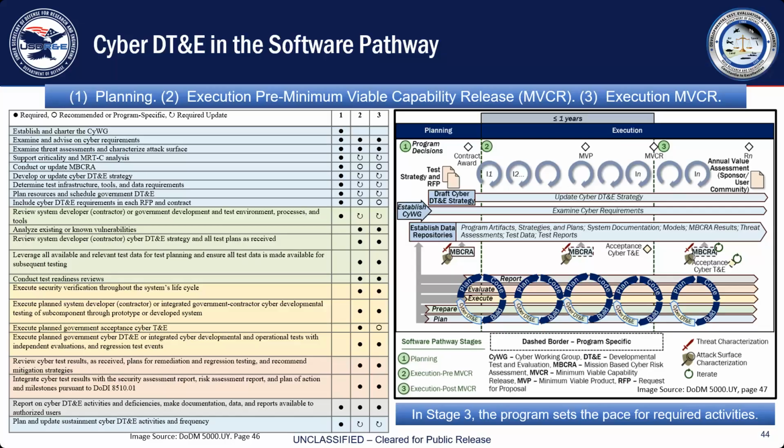So you should ensure that you have the right test environment, infrastructure, and processes in place to keep pace with the DevSecOps process. That's really important. Cyber DT&E is hands-on testing as opposed to the automated testing that the pipeline is doing. So while the cyber working group is doing the same activities, the cadence is going to be different here in a software pathway.